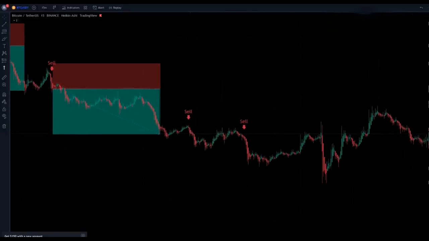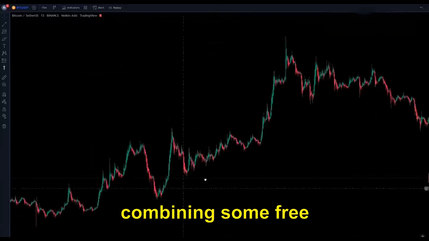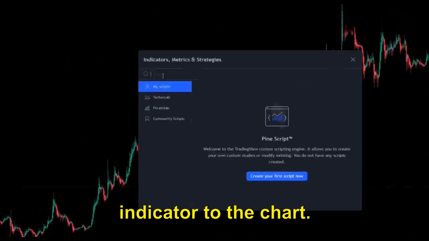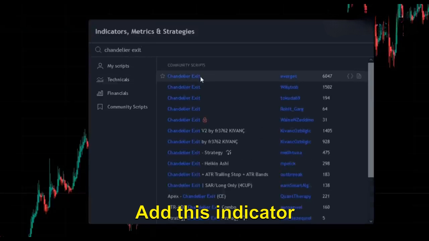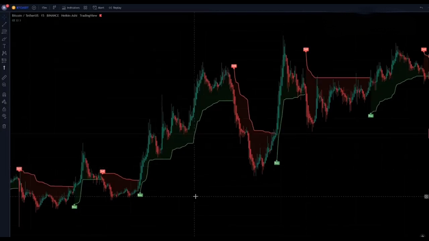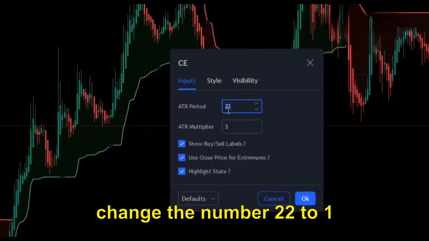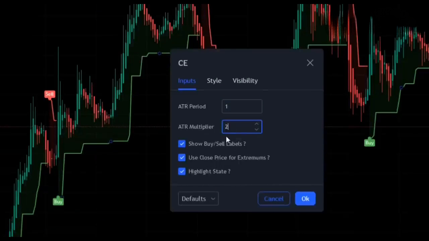Okay, I'm going to test some scalp trades using this strategy. This strategy is made by combining some free indicators. First, I'll add the indicator to the chart. Search chandelier exit here. Add this indicator, which is made by Everget, to your charts. Let's go to the settings of this indicator. In the input section, change the number 22 to 1. And we set the ATR multiplier to 2.